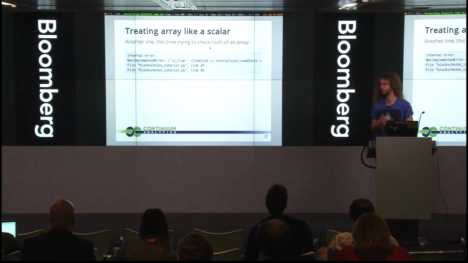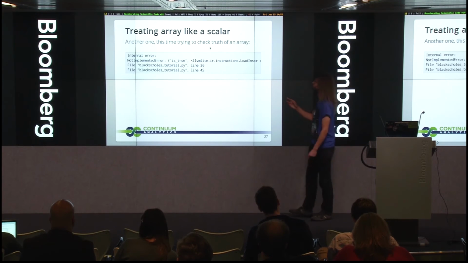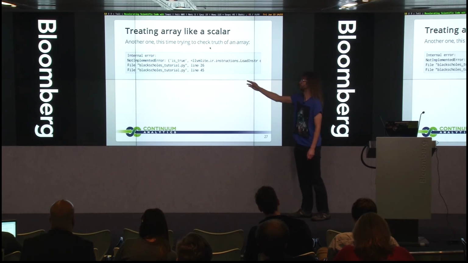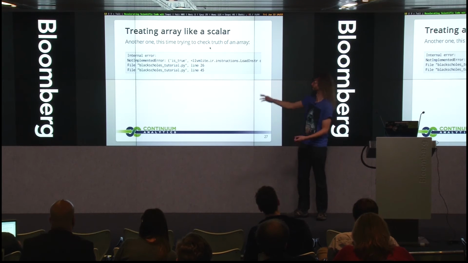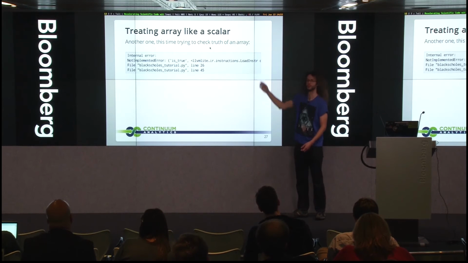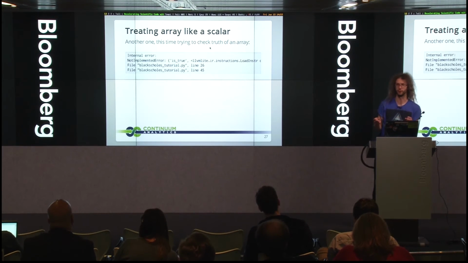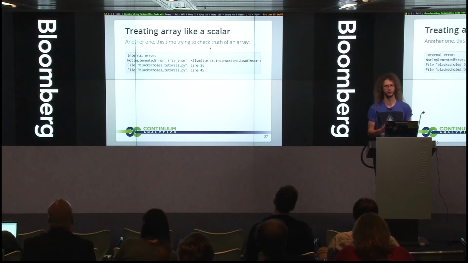And the other kind of error that can sometimes happen is if you treat an array as if it's a scalar by mistake. So this is one where I was trying to check the truth value of an array. It's saying there's no implementation of isTrue for a load instruction. The load instruction came from the fact that I was working with an array. And it's essentially saying, I don't know how to tell if a pointer is true or not.